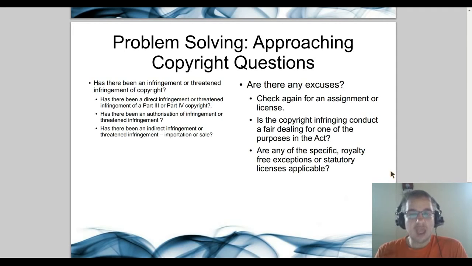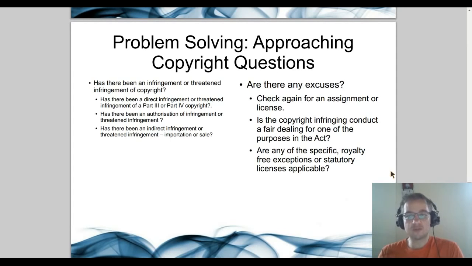Then we look at, has there been an actual infringement? Go through the infringement tests. Has there been a potential authorization infringement? That is, if there has been a direct infringement, might it be possible that there is also someone else who is responsible for authorizing that infringement? And then finally, has there been some sort of dealing with infringing copies that constitutes indirect infringement? For example, importation or sale of infringing copies.